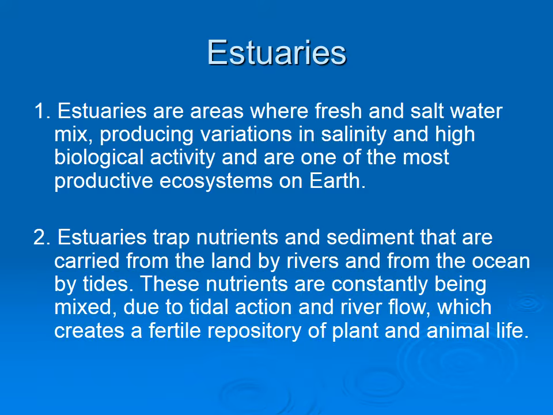Estuaries trap nutrients and sediments that are carried from the land by rivers and from the ocean by tides. So we have the ocean coming in one side with the tides, and we have the river coming from the other side. And where they meet, there's this amazing mix of nutrients. And these nutrients are constantly being mixed because the waves never stop. So there's tidal action, and the river doesn't stop flowing. So there's river flow, and that creates a really fertile ground for plant and animal life.